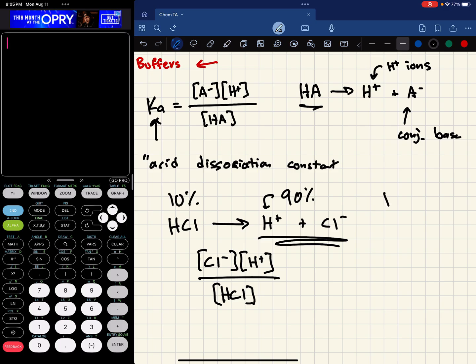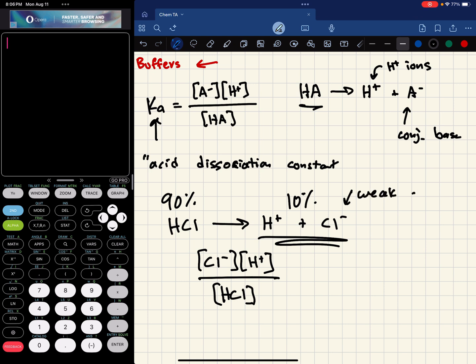And that means our K value is going to be super, super high because products are favored in this case, right? If it is a low K value, that means there's going to be more reactants. If reactants are favored, let's say there's 90% of these and 10% of these, that's going to be a really weak acid because there's not very many H plus ions, so it's not going to make the solution as acidic, so therefore it's just going to be a weaker acid. Okay? That's kind of what this is showing.